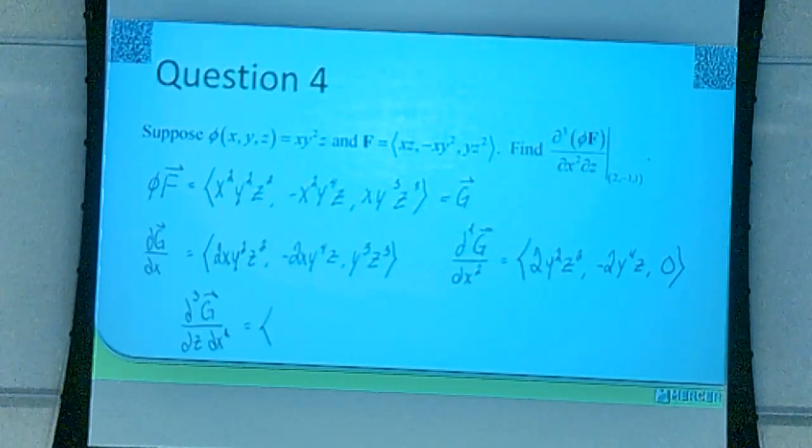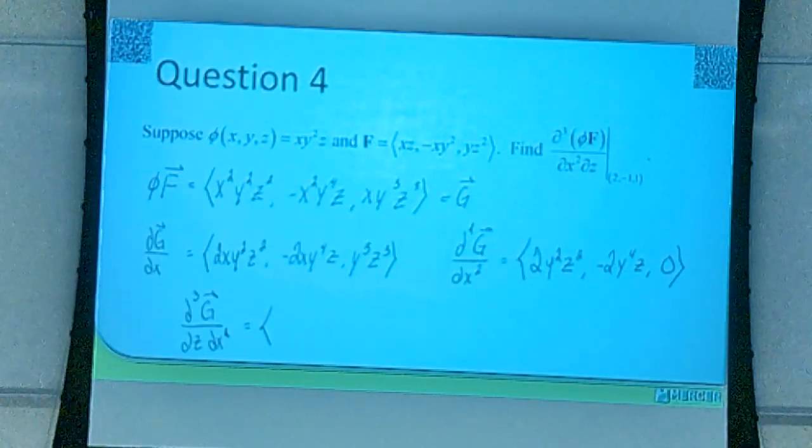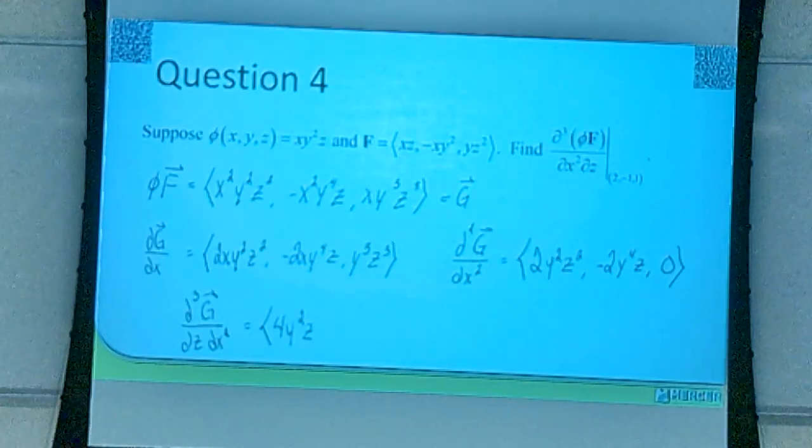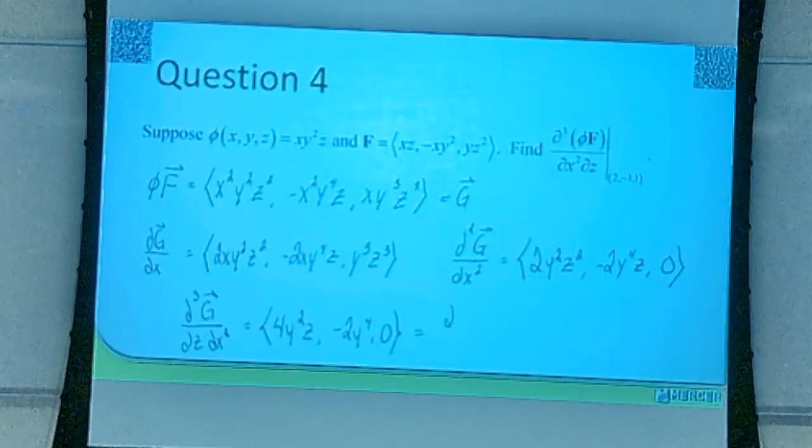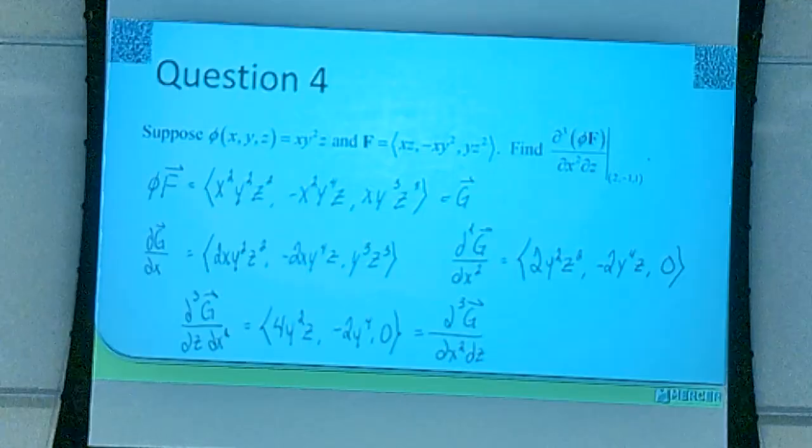Now take the partial with respect to z. Oh, no, I just did. Oh, I see. So that's 4y squared z, and it's negative 2y before. And by Clairaut's theorem, that's the same as the one that we wanted.